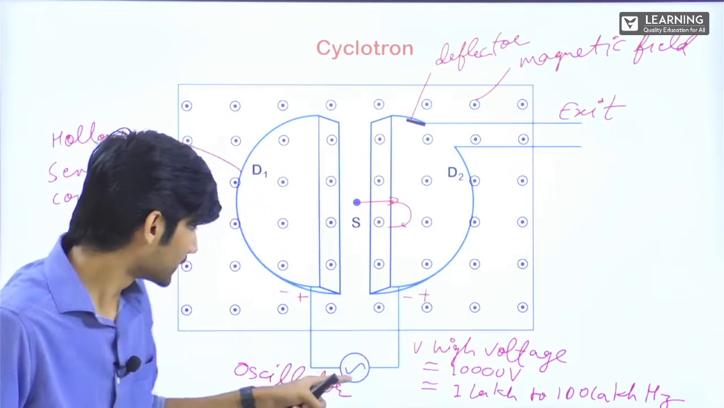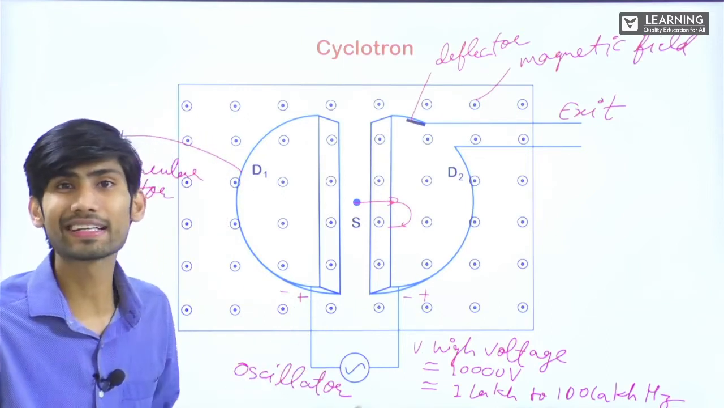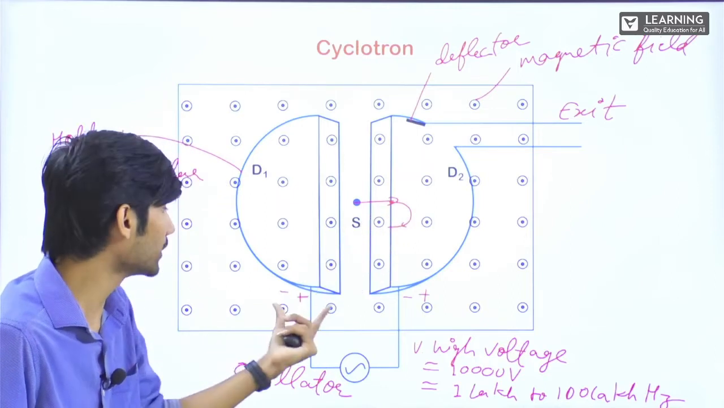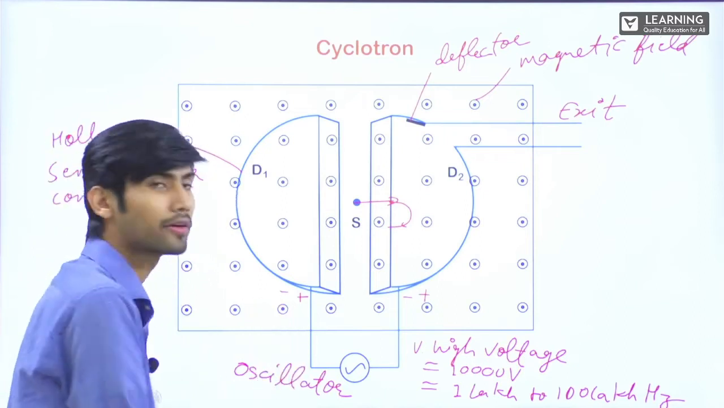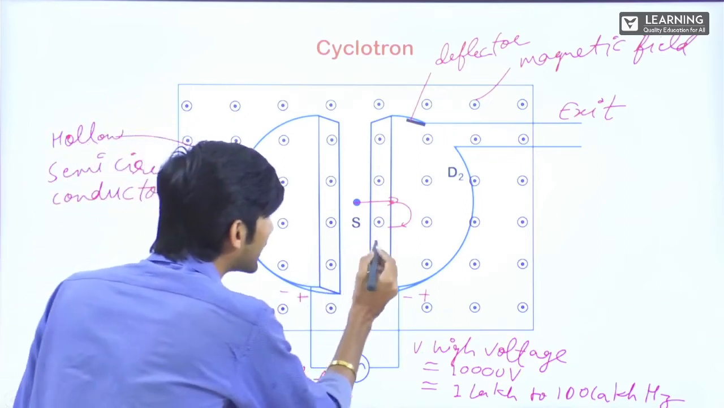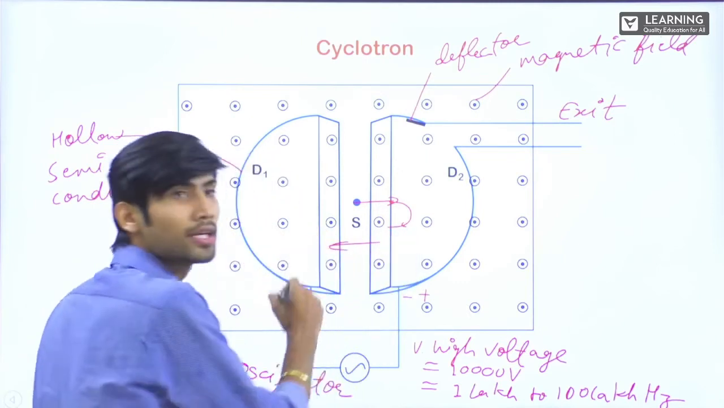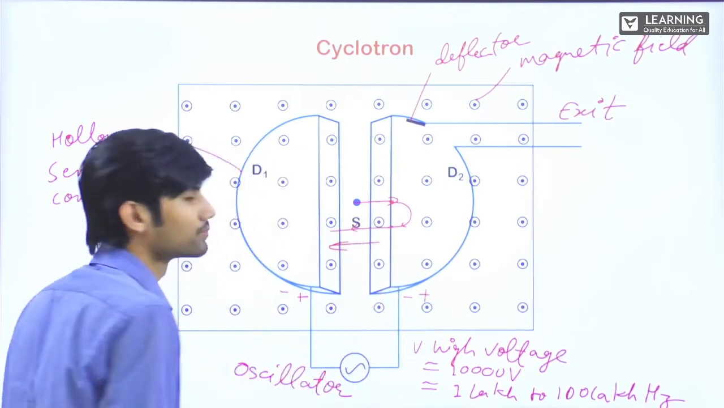Clear? This AC source, this oscillator, its frequency is set in such a way that the moment this particular charge comes out of the D, the polarity reverses. Alright, now this becomes negative. Because of this negative, the electric field is in this direction. Because of which, the moment this charge leaves this D, it will accelerate very highly in this direction. Clear?